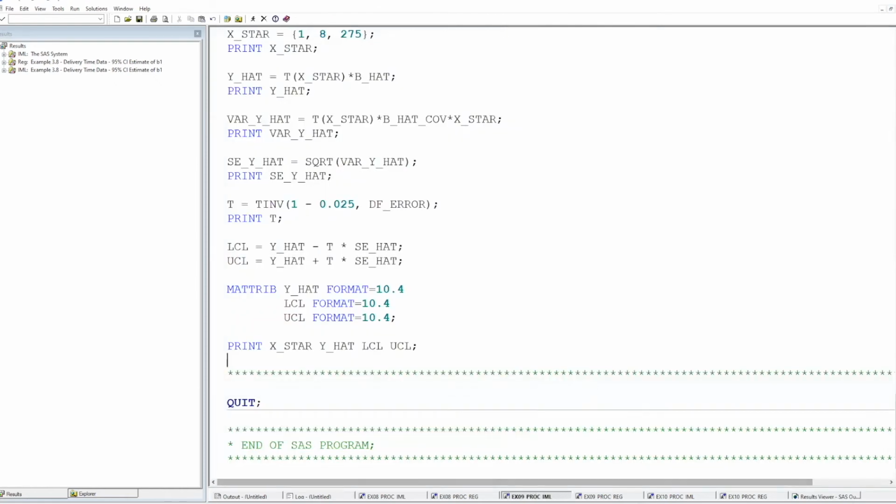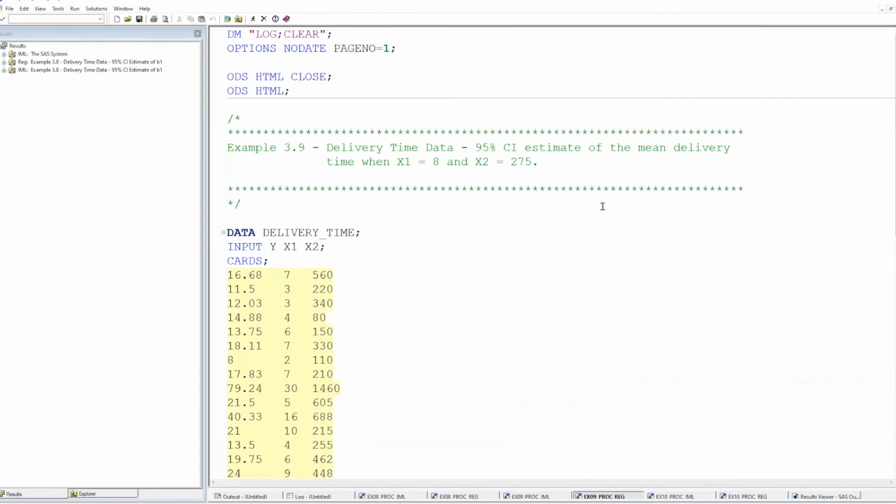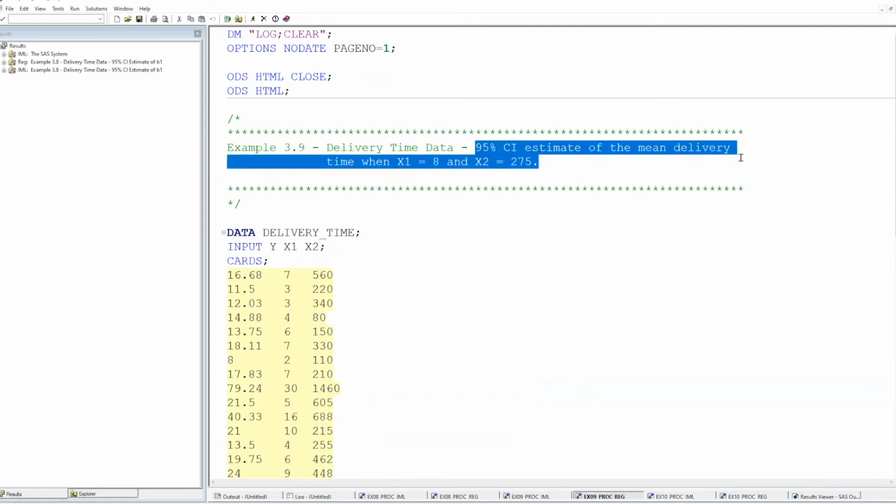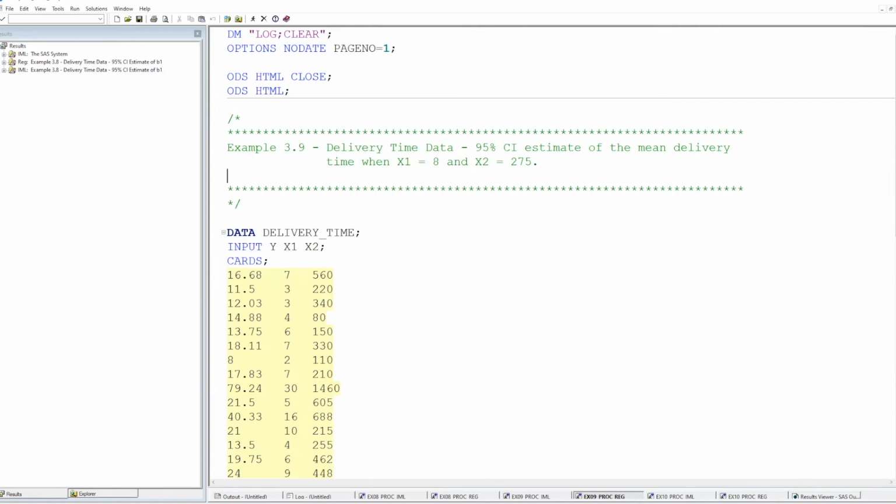Now, let's move to PROC REG and see how to do that same thing. All right, so again, this is still example 3.9. Construct the 95% confidence interval estimate of y when x1 is equal to 8 and x2 is equal to 275.